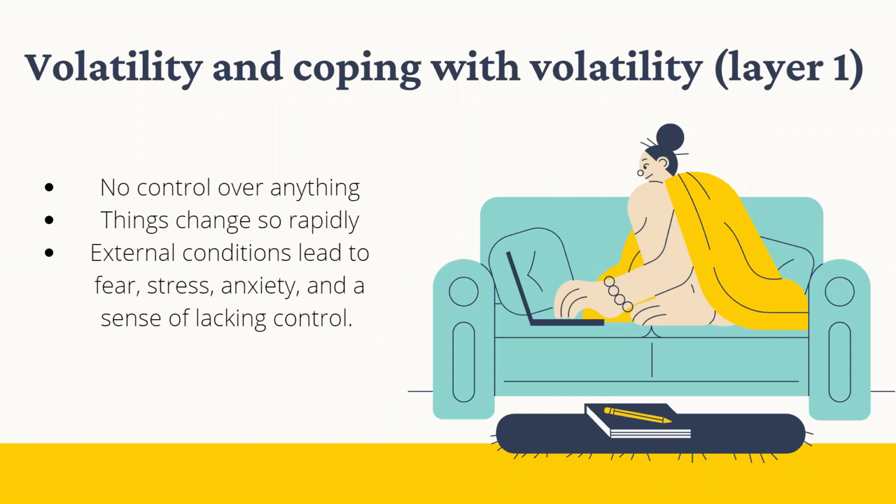So let's start with volatility and coping with volatility. Students expressed that they feel they do not have control over anything and everything is chaos. The main characteristic of an academic year, or in this case a semester, is that we have a specific time to do things. We follow an order: we have days, and we have the semester, and we have hours. So this COVID-19 crisis changed this stability, and students feel stressed because things change so fast. So as you can see, the conditions led to fear, stress, anxiety, and a sense of lacking control.